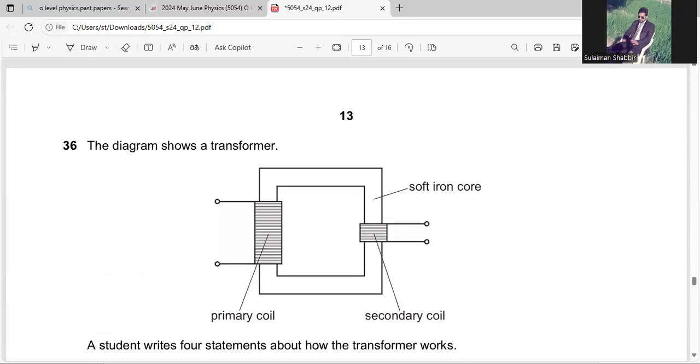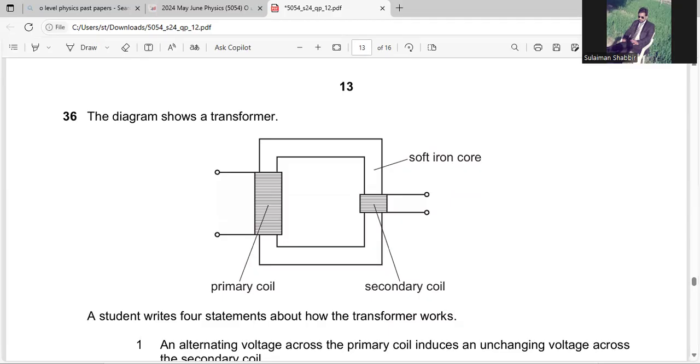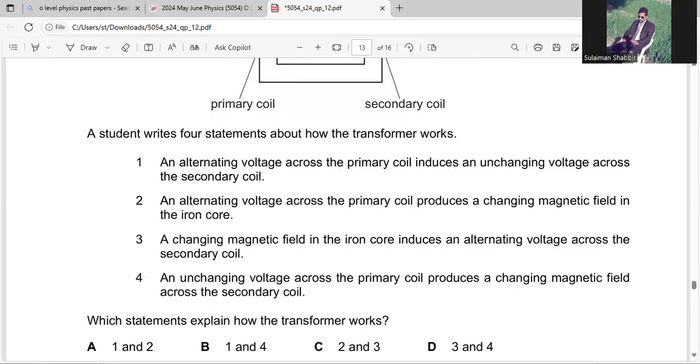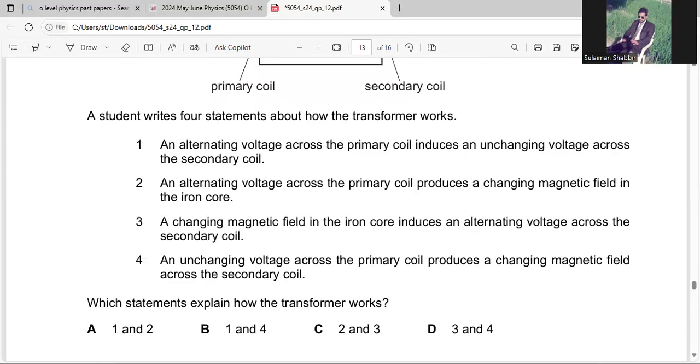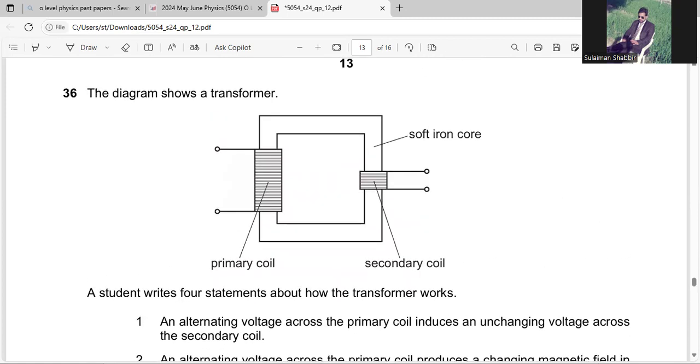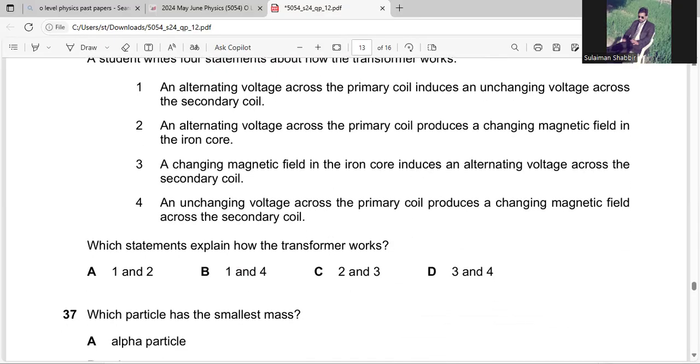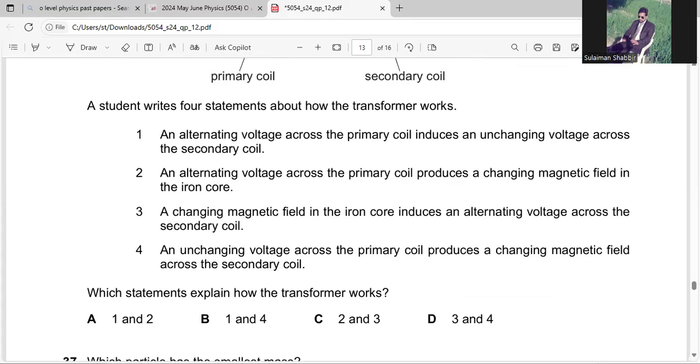The diagram shows a transformer. This is step down because primary coils and secondary coils are there, and alternating voltage across the primary coil induces an unchanging voltage across the secondary. Now, the alternating voltage across the primary voltage. If we just look at here, this has many more coils, so it is step down. So number two is fine.